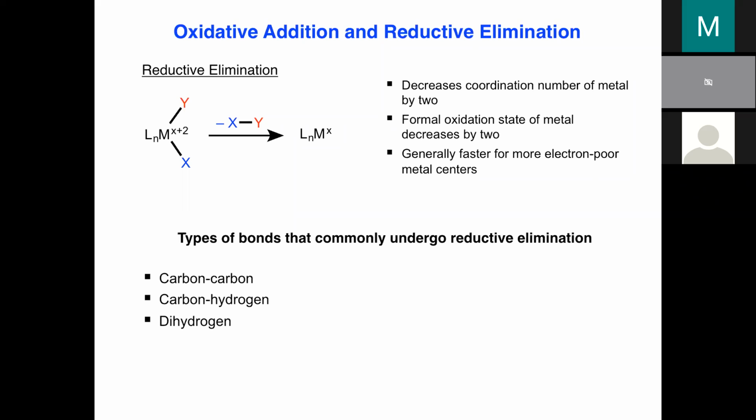If X and Y are two anionic carbon-based ligands, carbon-carbon reductive elimination oftentimes will be very thermodynamically downhill, without too high of an activation barrier. Carbon-hydrogen oftentimes will readily undergo reductive elimination, and dihydrogen as well. It might not have the same thermodynamic driving force as a reductive elimination involving carbon, but it will usually have a very, very small kinetic barrier to undergoing that reductive elimination.